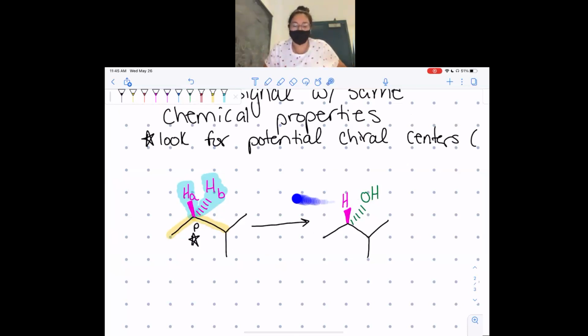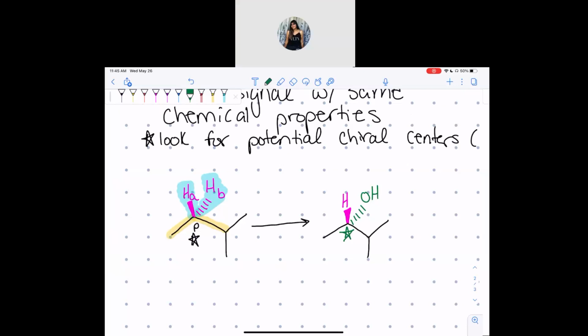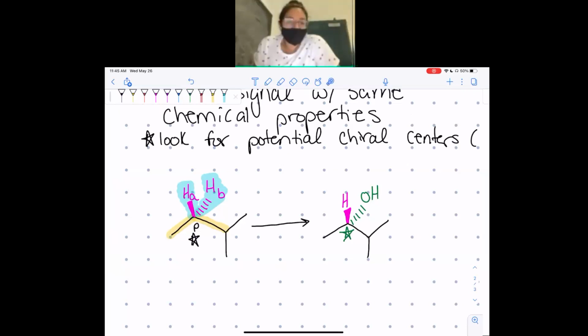For now, you don't have to know what reaction took place. All you have to know is that in general, if we somehow replaced one of these hydrogens, we would make a chiral center. So does that make sense so far? Yes, so far. Okay, sweet. My next question to you is, does it matter which one of these hydrogens we replace?